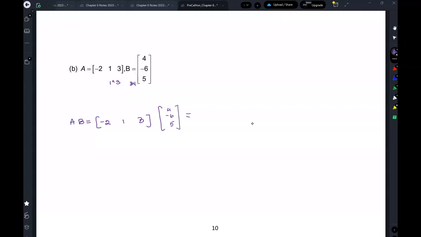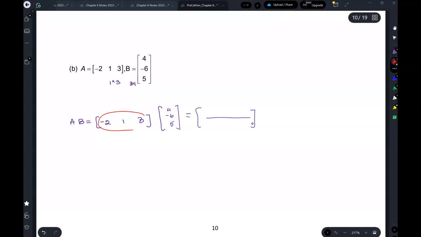Okay, so I'm going to get a 1 by 1. That means I only have one term in my matrix. So all I have is row 1, column 1. So what do I get? Negative 8, negative 6, positive 15.